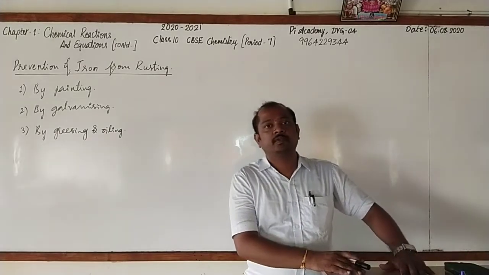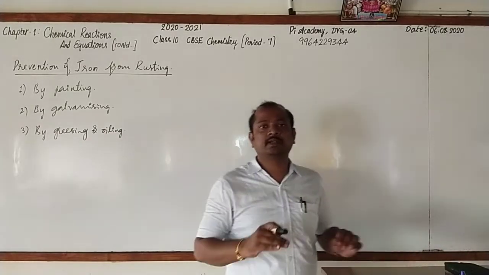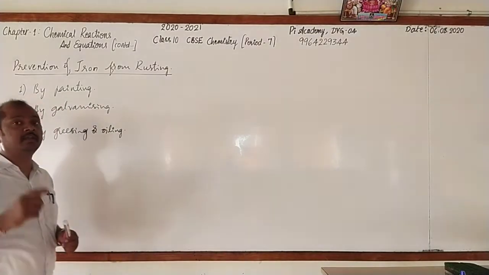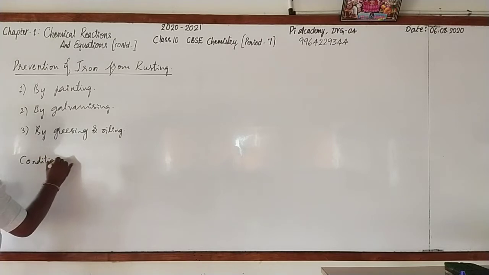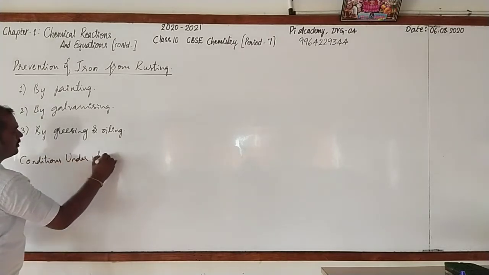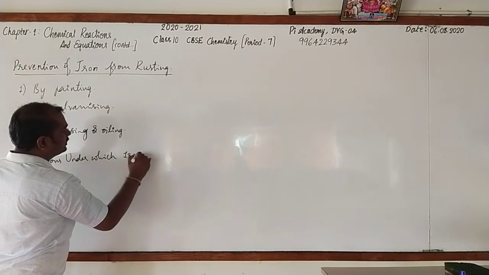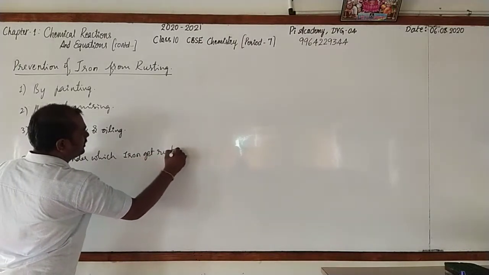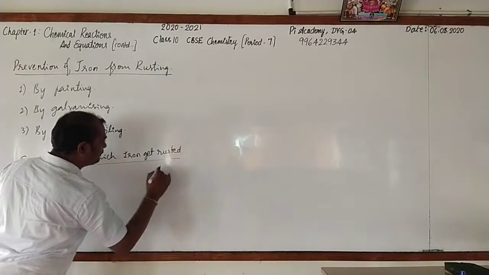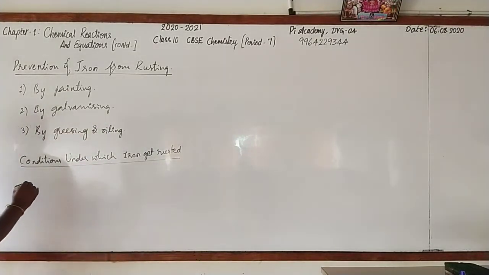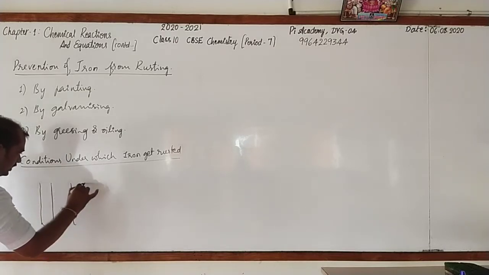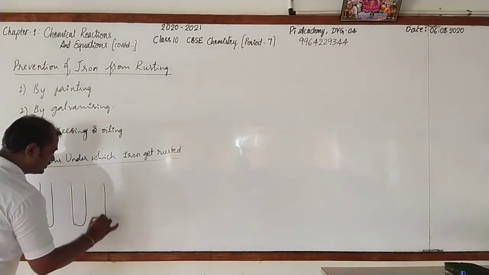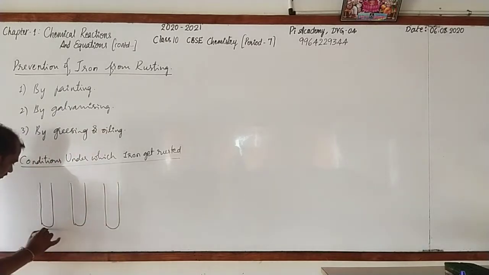Okay, dear students, now let us come to know the conditions under which iron gets rusted. For that we have two simple activities. Just keep observing them. Here I am going to take 3 test tubes, and you can name these test tubes A, B and C.